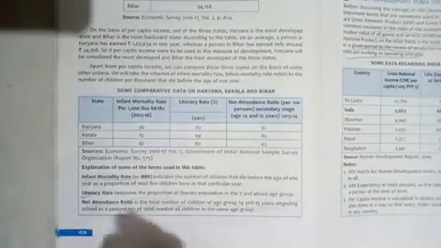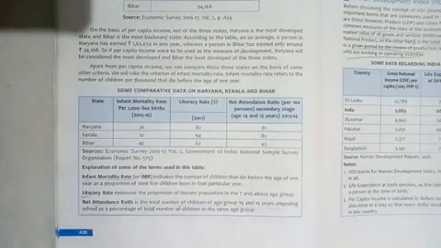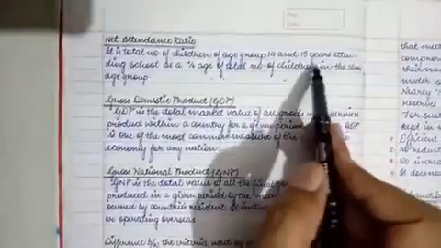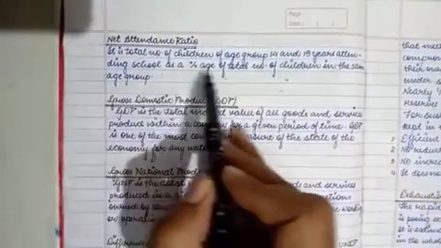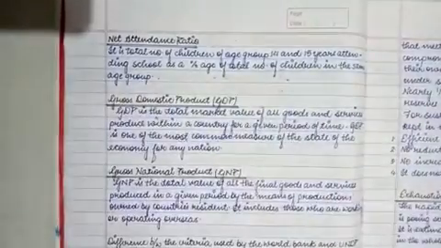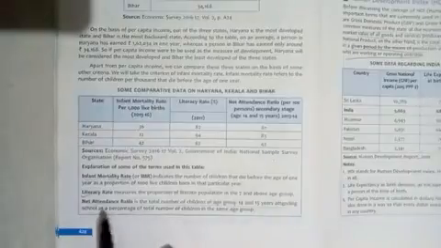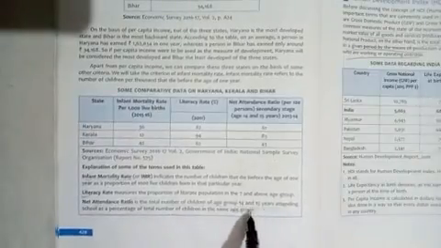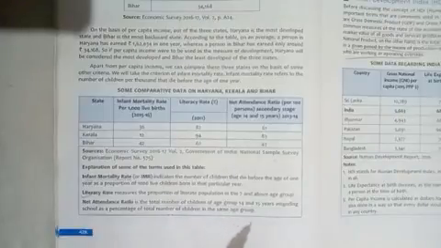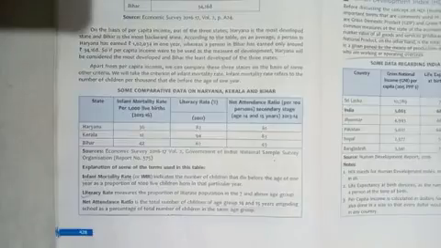Next important topic is your net attendance ratio. It is the total number of children of the age group of 14 and 15 years attending school as a percentage of the total number of children in the same age group. That is, how many students in the age group of 14 and 15 years are doing their schooling in comparison to all children of the age group of 14 and 15 years. This is your net attendance ratio related to education.